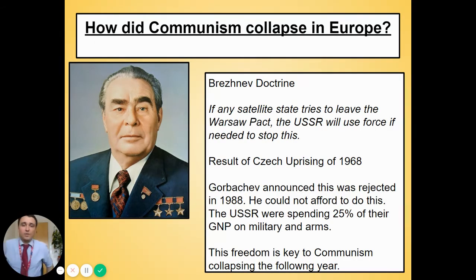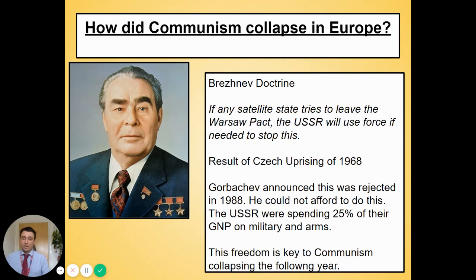So hopefully you've remembered that the Brezhnev Doctrine said that if any satellite state tried to leave the Warsaw Pact, the USSR would use force if needed to stop this. Russia would not let any satellite states leave at all. This came as a result of the Czech uprising of 1968. But Gorbachev announced in 1988 that this was rejected. He said the Brezhnev Doctrine was no more. The USSR didn't follow that anymore.